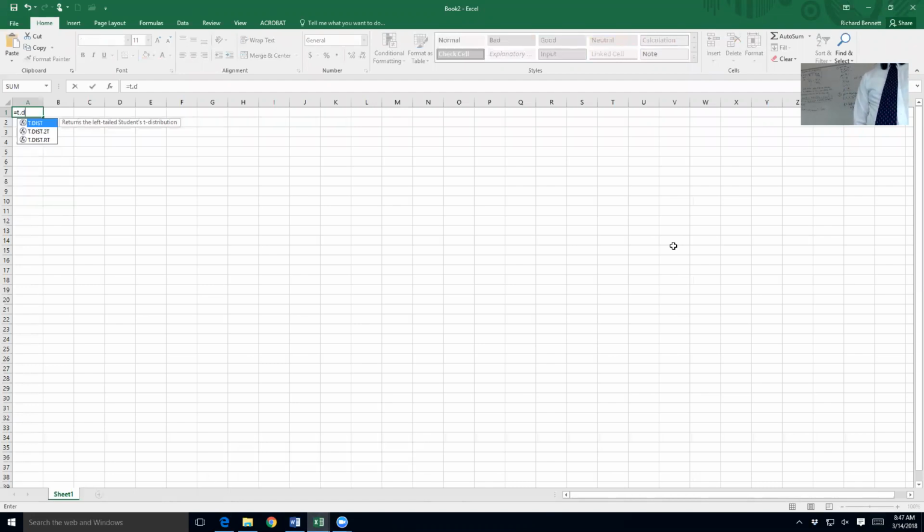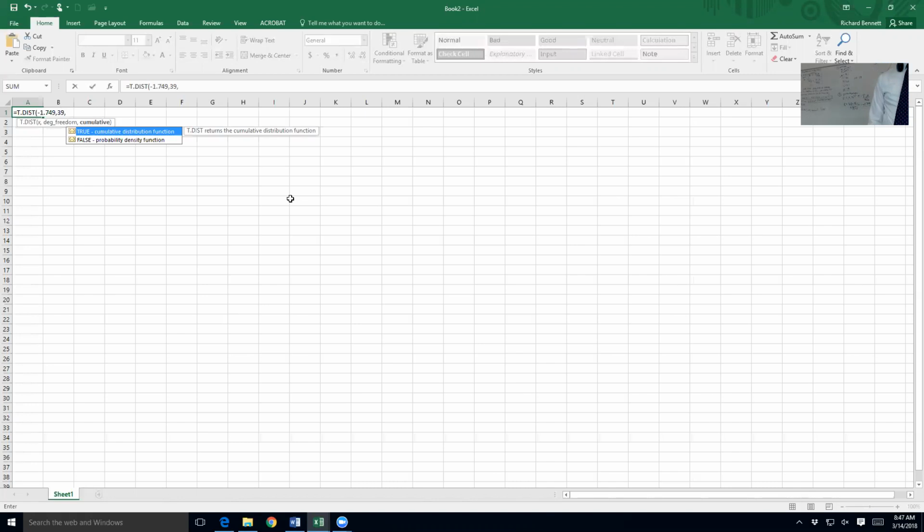T.dist. Okay, now, am I doing a left-tailed test, a right-tailed test, or a two-tailed test? I'm doing a left-tailed test. Okay, so that's going to be the first one. What's my x? It's going to be my t-score. I should put t there. Okay, so negative 1.749. My degrees of freedom? 39.